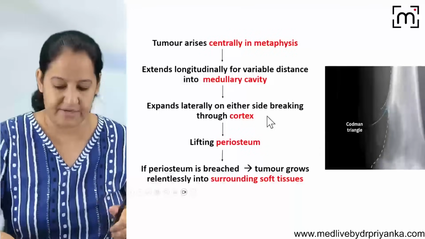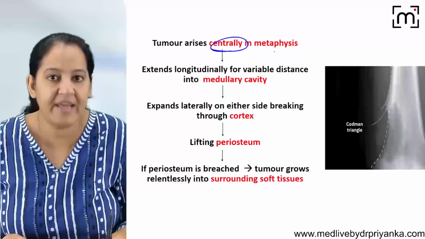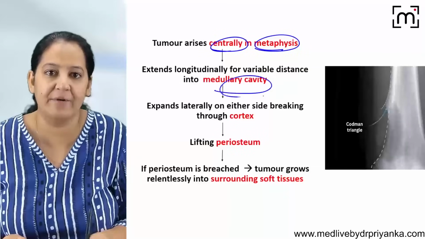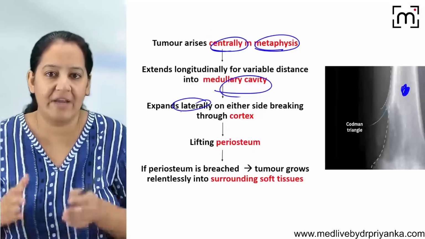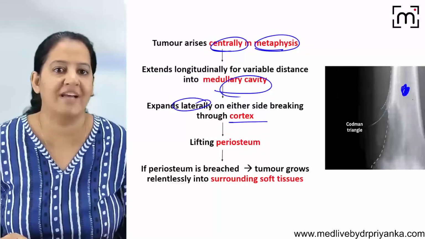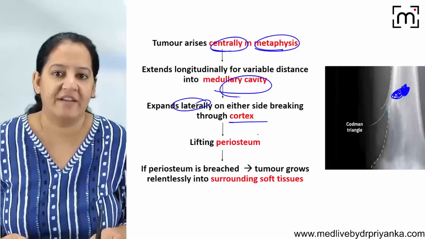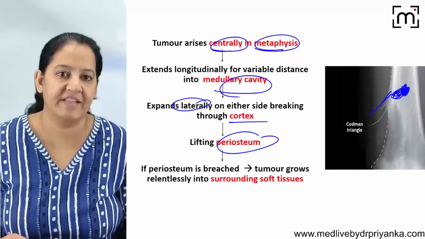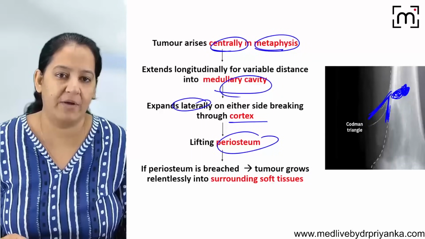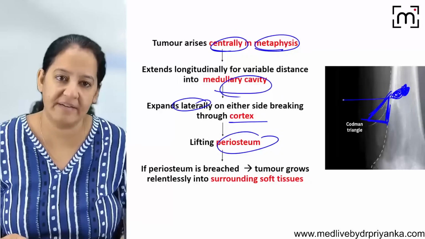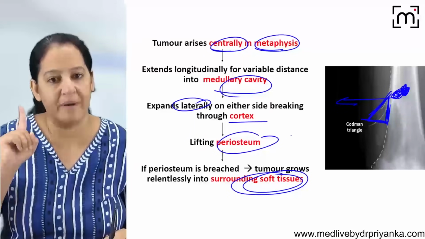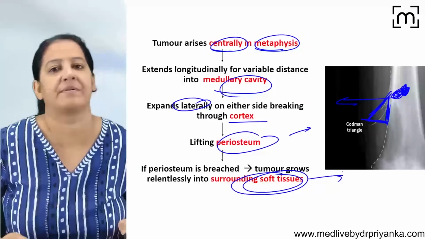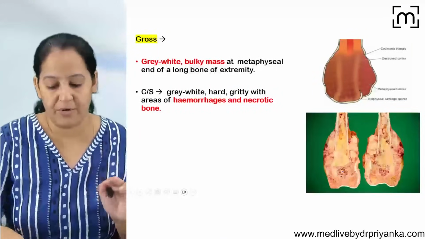So the same thing is written. The tumor arises centrally at the metaphysis in the medullary cavity. Here, the tumor is starting. After that, it grows laterally on either side and goes into the cortex, breaking the cortex. After that, it lifts the periosteum, making the Codman triangle. Then it enters the soft tissue and gives the sun ray appearance. So first Codman triangle is made and then sunburst appearance. These are the two important radiological findings.